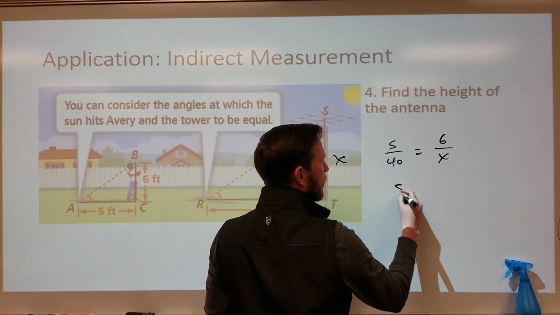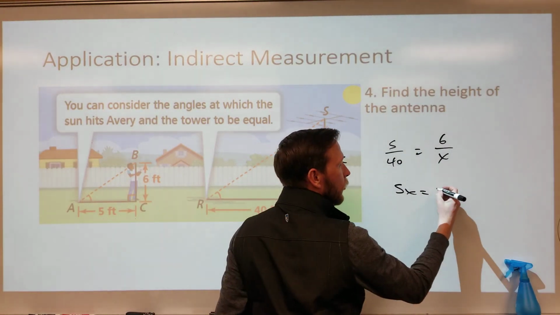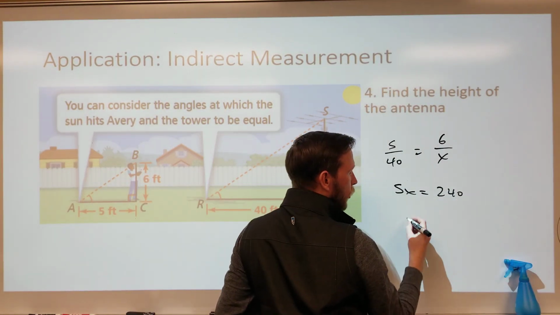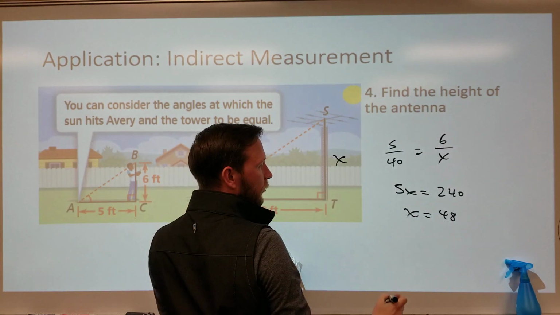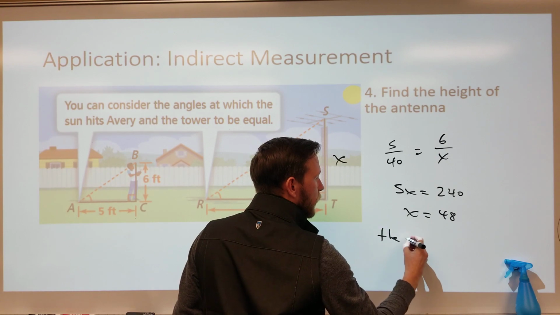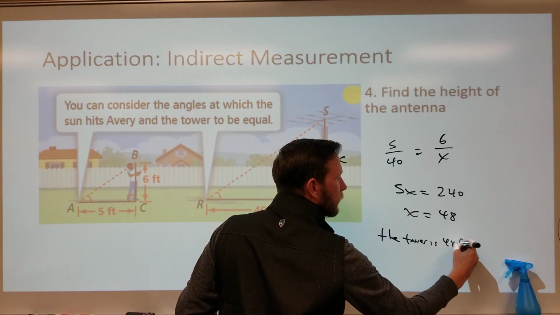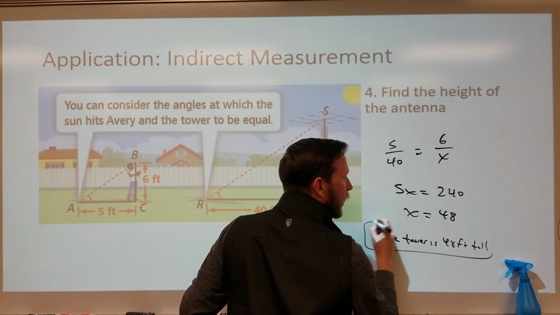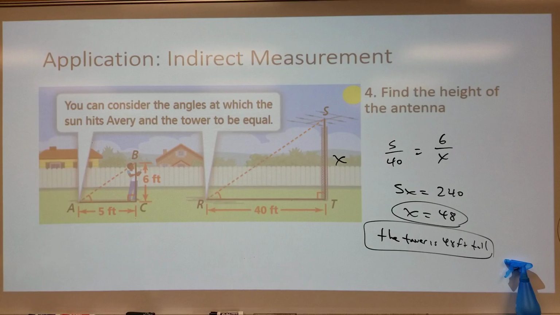So 5 times x is doable. 6 times 4 is 24, so 6 times 40 is 240. When I divide that by 5 on both sides, I get 48. So that means that the antenna tower is 48 feet tall. I solve for the variable, and I'm able to answer the question with units.